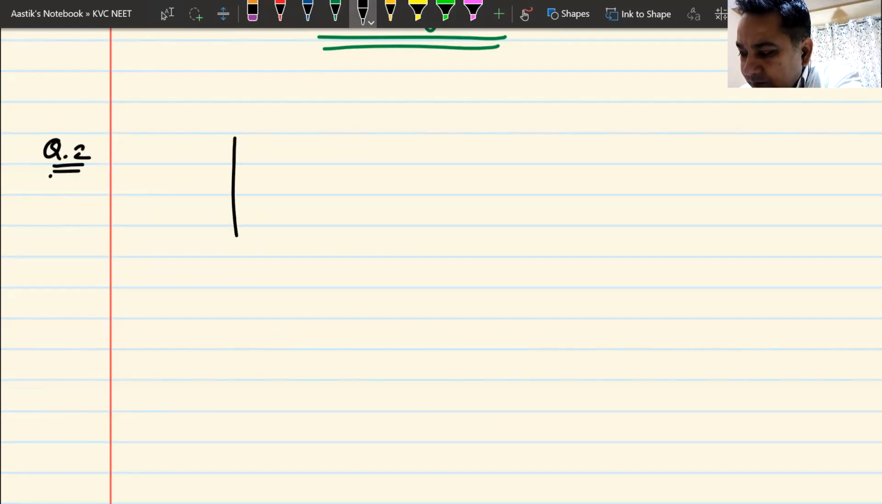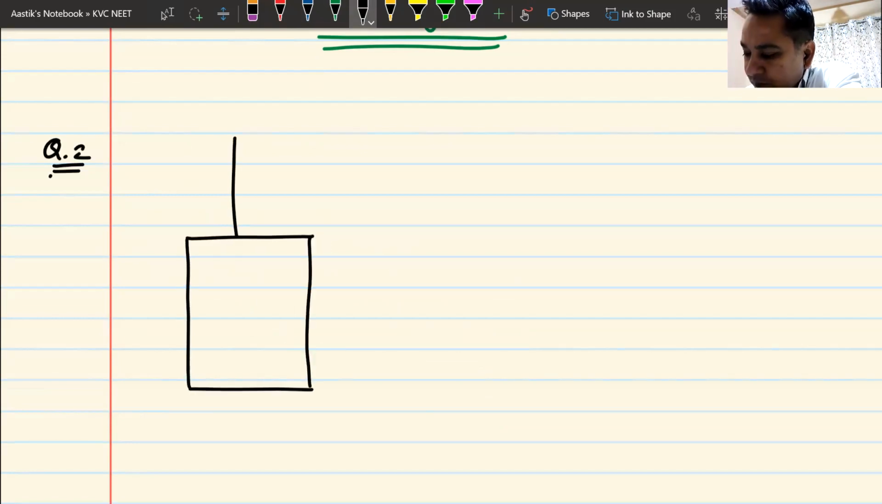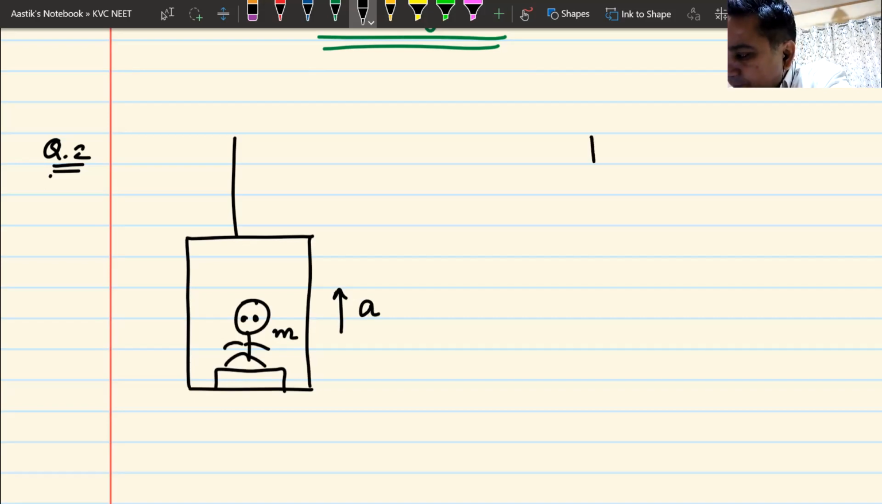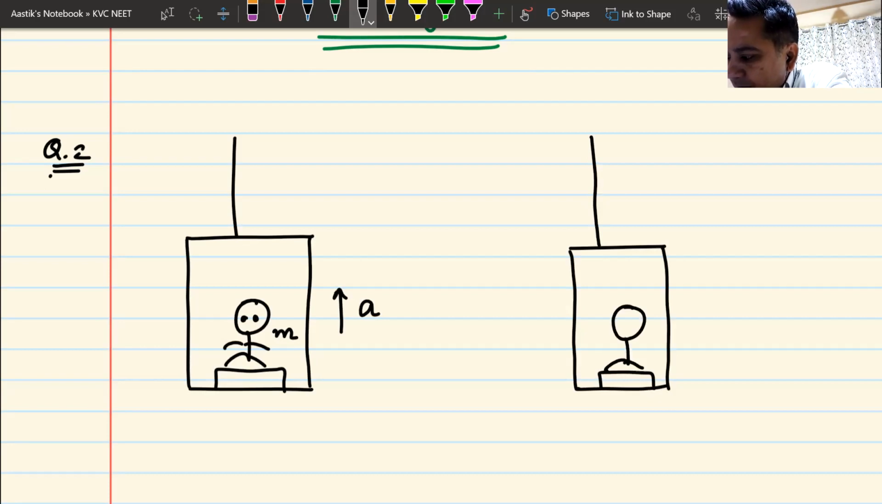Two problems in the same problem. Again, this is a lift. This is a weighing machine in the lift. And a man is standing on top of this weighing machine. The mass of the man is m. This lift is moving up with an acceleration a. In case number 2, same man, but the lift is moving down with an acceleration a.